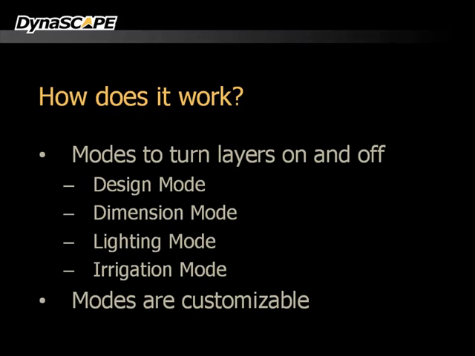For example, for your master plan, we have a design mode which shows all the elements that you need to show to your client in order to make the sale. Dimension mode shows you all the design information that you need to create a staking and layout plan. And lighting mode and irrigation mode are the same, allowing you to show specific information to produce those drawing sheets, and you can switch between them without having to redraw. These modes are also customizable, so you can create your own types of drawing sheets.